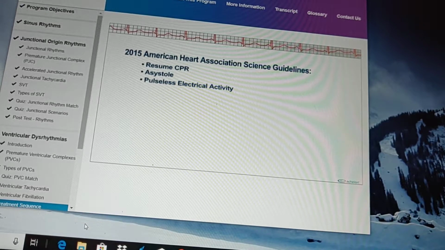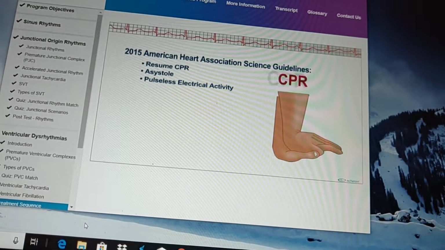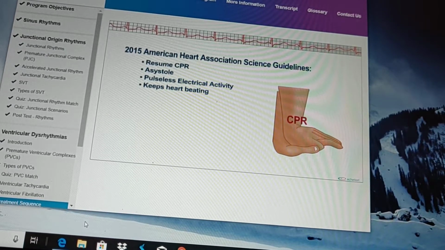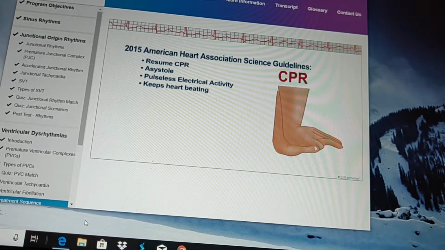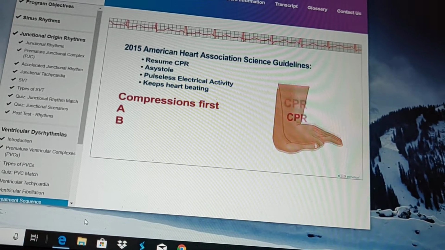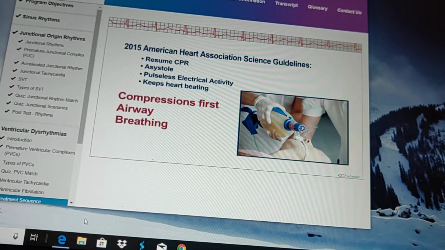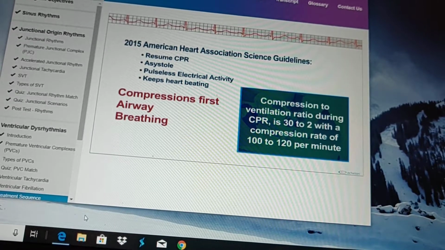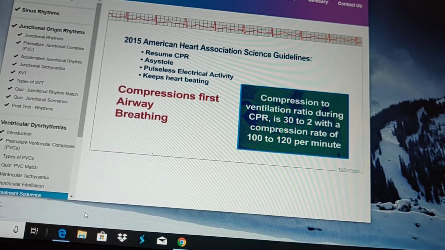pulseless electrical activity. Good CPR is incredibly important because it is the only thing keeping the heart beating, and we need to get oxygen to the brain and the heart. Follow the current acronym, CAB, for compressions first, followed by airway, and then breathing. Prior to intubation, compression to ventilation ratio during CPR is 30:2, with a compression rate of 100 to 120 per minute.